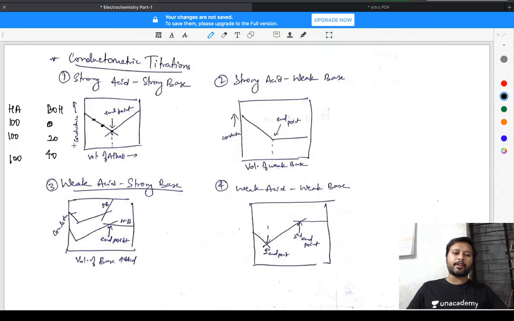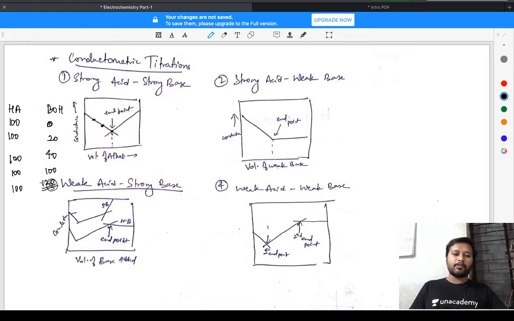neutralized. That will happen when, let's say, I have just taken a condition, so that's why I'm putting 100. So when you put base as 100 moles, in that case both of them are going to get neutralized. So that is called the end point. Now if I increase the volume of base beyond 100, and I'm making it 120, let's say, okay, I'm giving 120 moles of base.